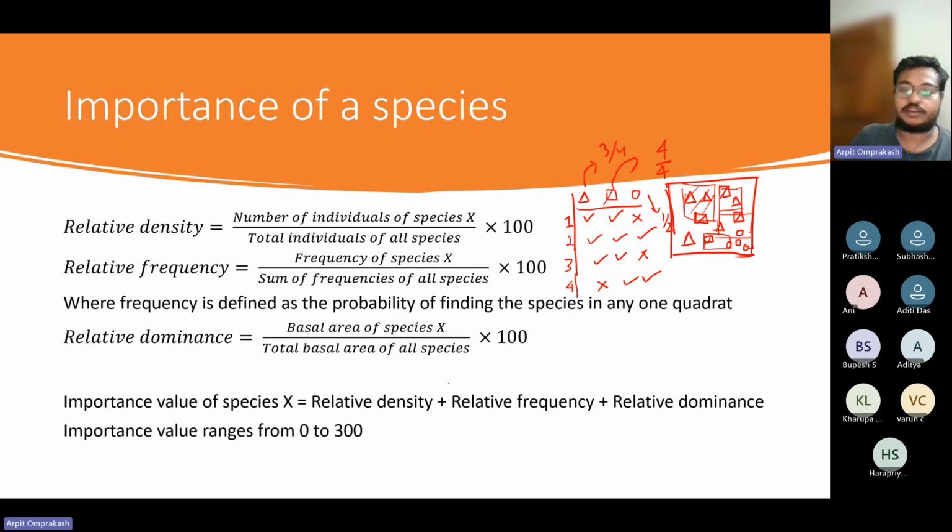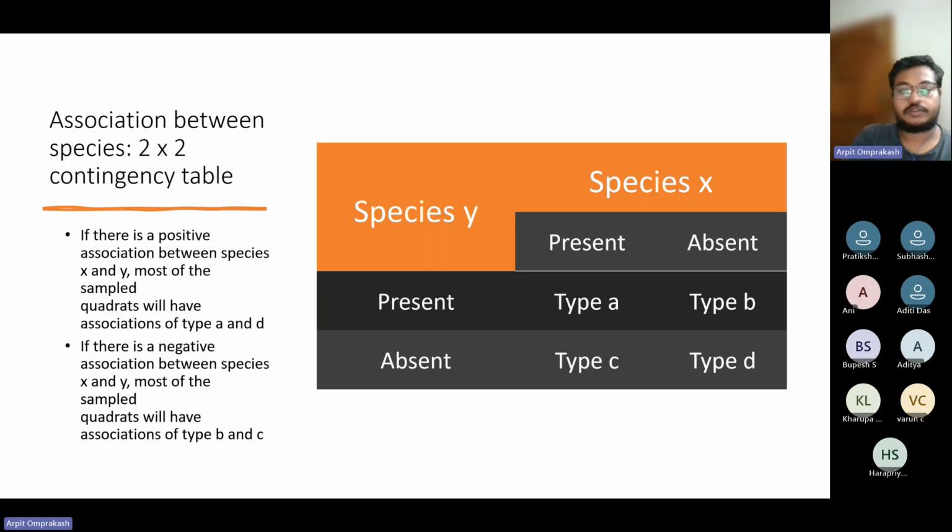So if they have higher relative density, relative frequency, and relative dominance, they'll have a high importance value, and they'll generally be the most dominant species in the community. And since all three values range from 0 to 100, the maximum value that you can get for importance is 300. So the importance value also ranges from 0 to 300. Okay.